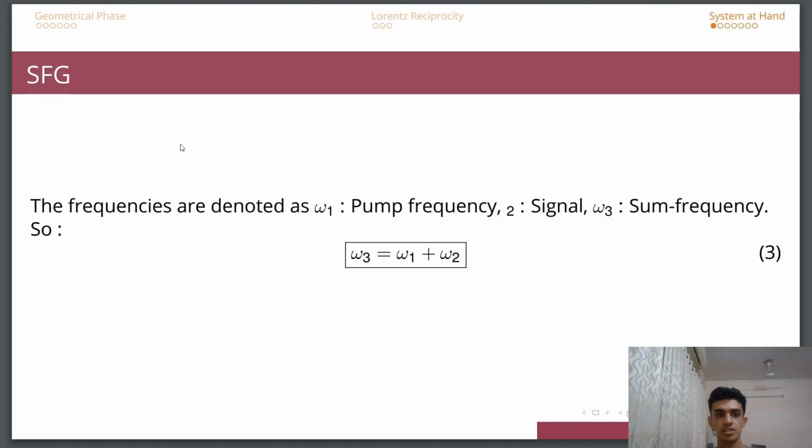Moving on. Now I'll set up what our system is, and what the geometrical phase in that system is. Then Abhay will, as I discussed earlier, tell what the non-reciprocity in the system is. Essentially, as I mentioned, to break the reciprocity, we'll be dealing with a nonlinear system. As was evident in the title, we are using nonlinear frequency conversion. Our frequencies are denoted by omega 1 for the pump frequency, omega 2 for the signal, and omega 3 for the sum frequency. So we usually have omega 3 equal to omega 2 plus omega 1.